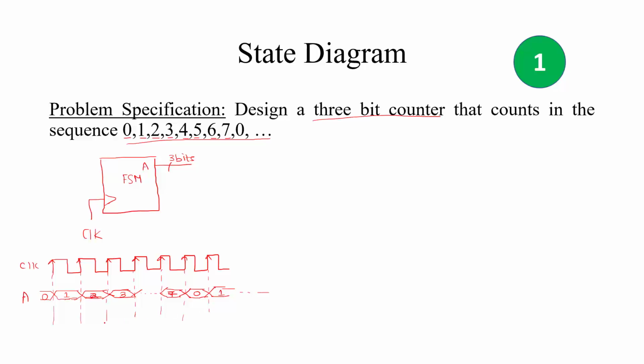Okay, so essentially we can say that we are in state S0, and when the clock arrives we go to S1 where the counter value becomes 1, then S2, S3 and so on and so forth, up to S7, and finally we reset to the reset state and start counting again. Okay, so drawing the state diagram from this has now become quite easy.